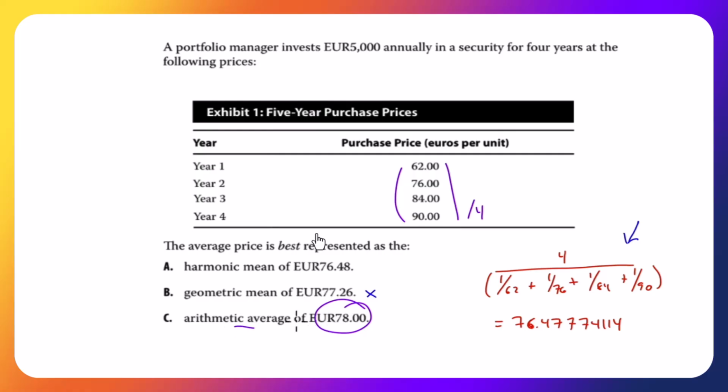So while this is the correct arithmetic average, the question asks which average price is best represented as the harmonic mean, so we would eliminate that. We don't even have to calculate the harmonic mean. It is best represented as the harmonic mean because we can get rid of the other two without calculating. But if you did calculate, you'd get 76.477. Again, I preserve all the decimal places, cut it off, 76.48.